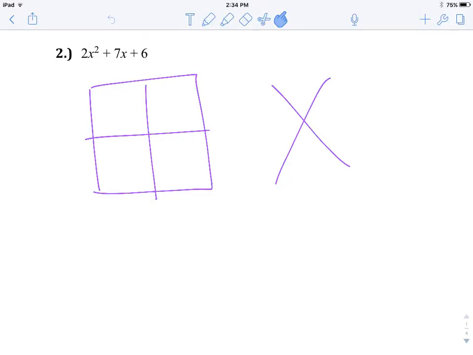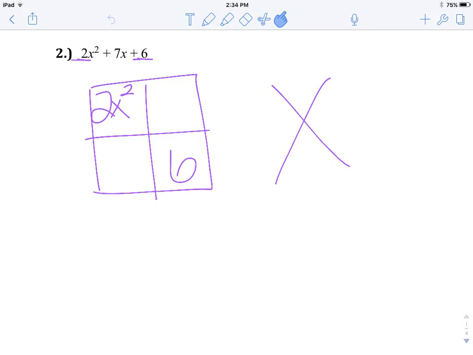All right, let's look at problem 2. We have 2x squared plus 7x plus 6. Again, this is a quadratic because the highest exponent is a squared. So we are going to start with the same process we did the first problem. Again, this is the same process for every single problem. The first term always goes in the top left corner. So 2x squared, put that there. The last term, 6, positive 6, is going to go in the bottom right corner.